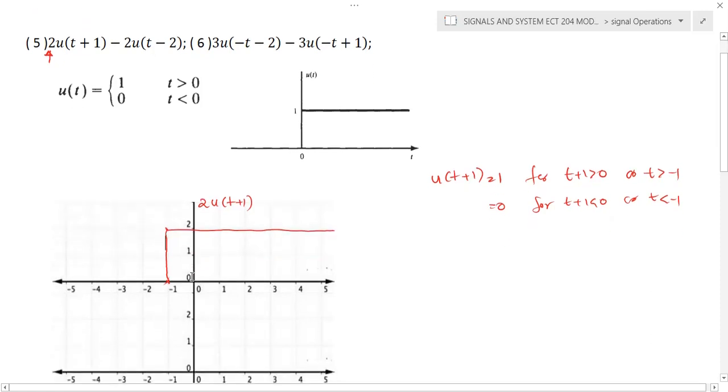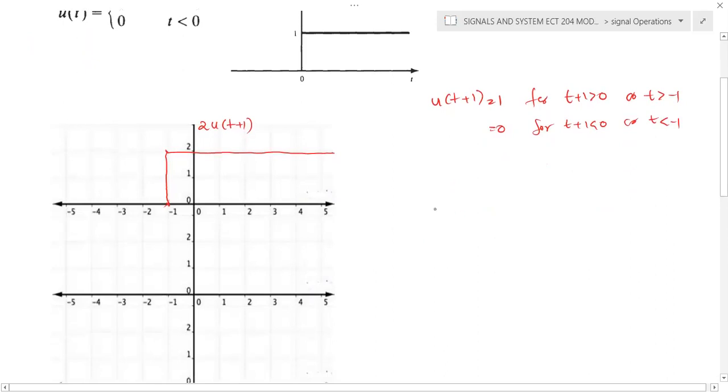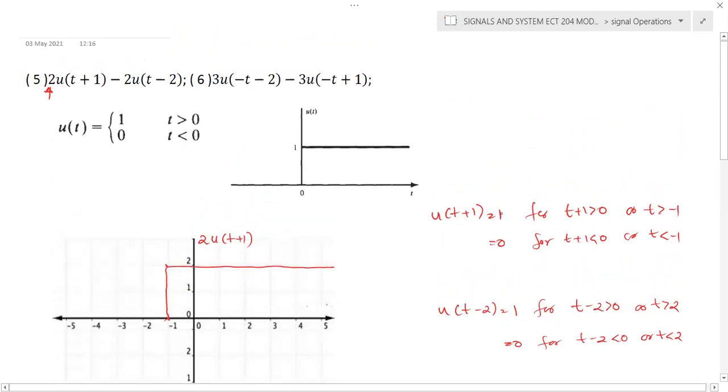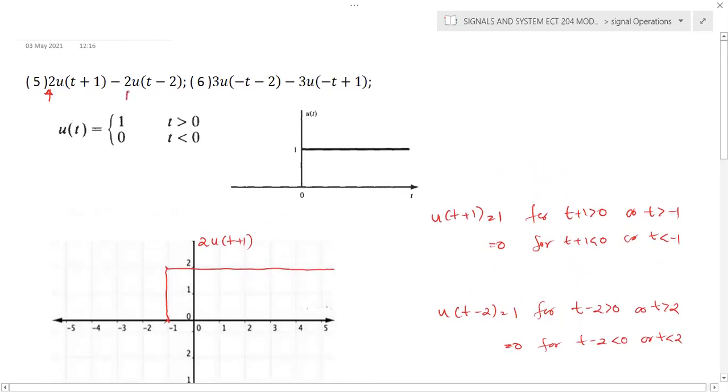Now we can try one more signal, that is u of t minus 2. So the second signal is u of t minus 2. So u of t minus 2 is equal to 1 for t minus 2 greater than 0, or you can write t greater than 2, and 0 for t minus 2 less than 0, or you can write t less than 2. So this is the value 2, and the function magnitude is 1 for u of t minus 2, but in the question it is multiplied with 2. Okay, either you can consider it as minus 2 or 2.